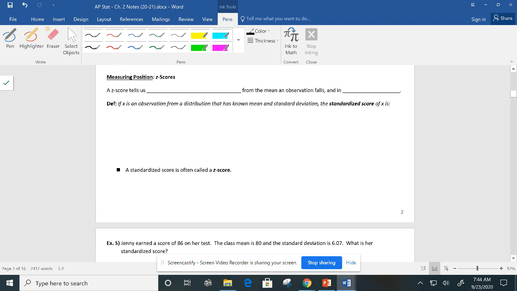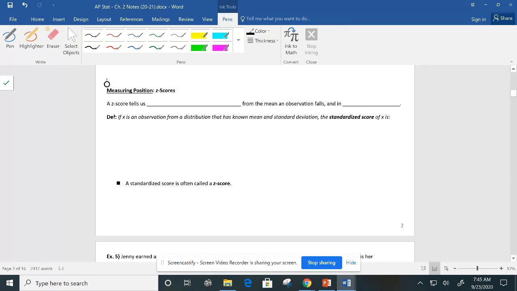Moving on. One of the most important things in statistics is something called a z-score. Z-score, really, really important. So let's get the definition of what that is. A z-score tells us how many standard deviations, I'm going to abbreviate standard deviation as SDs, from the mean an observation falls, and in what direction? We call a z-score the standardized score because it standardizes between any distribution. I can use it to compare distributions.